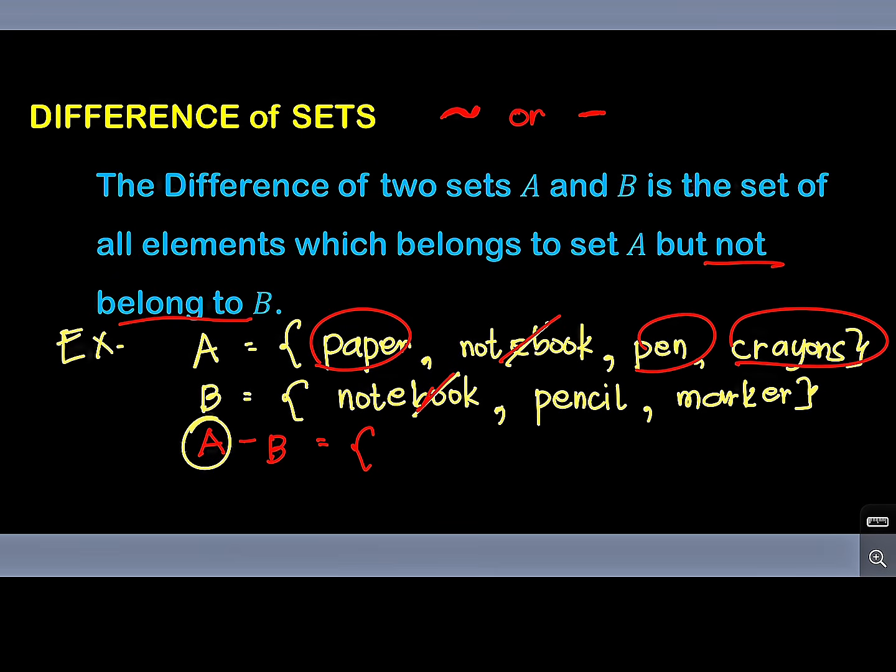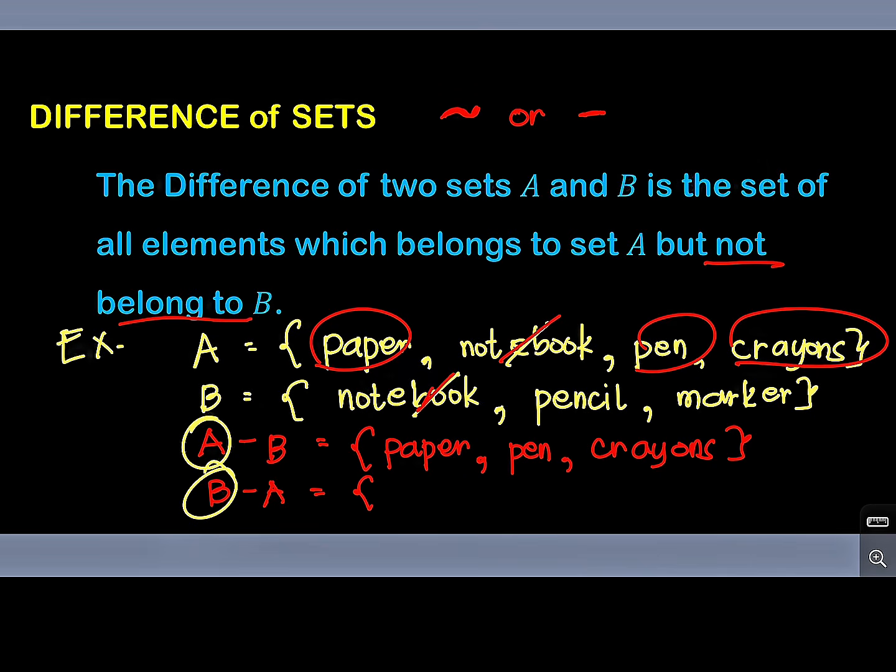After that one, the remaining elements are set of paper, pen, and crayons. So that's the answer. So we're going to try if we can get the same elements if we are in set B difference set A, or B minus A.